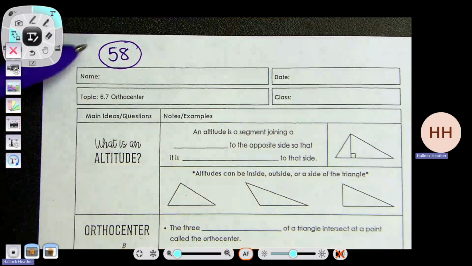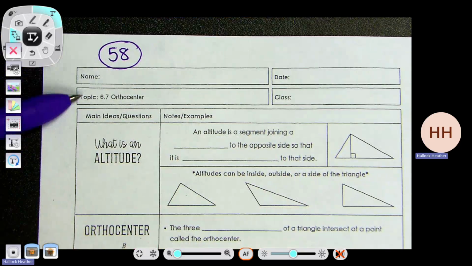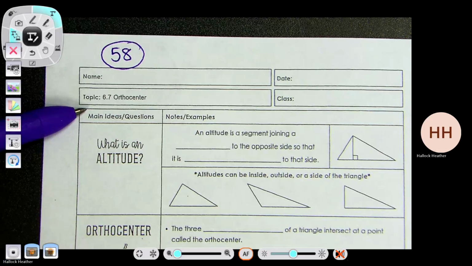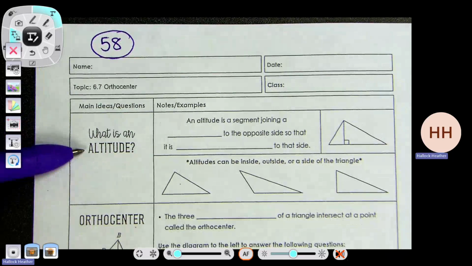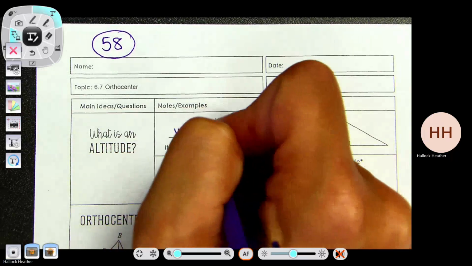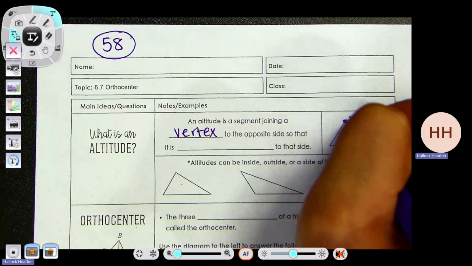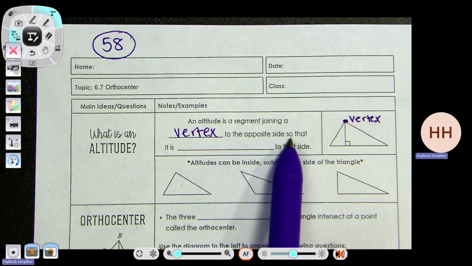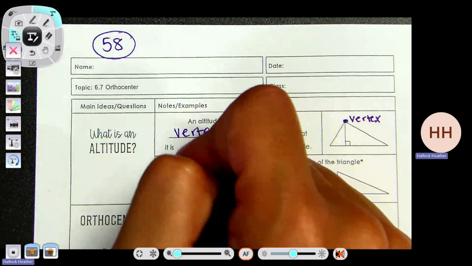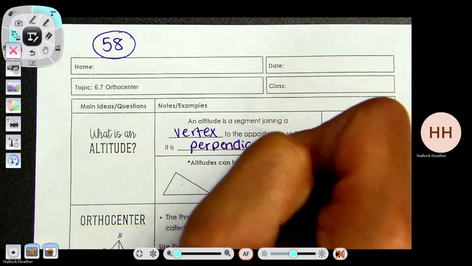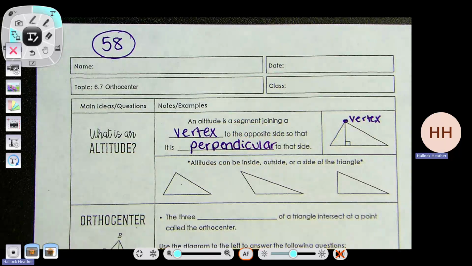So this is 58. We're going to do 6.7, orthocenter. So what is an altitude? An altitude is a segment that joins a vertex. So this is your vertex. To the opposite side so that it is perpendicular to that side. So it goes straight down, making a right angle.